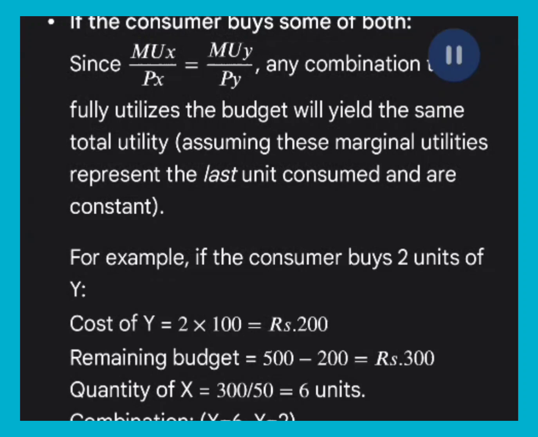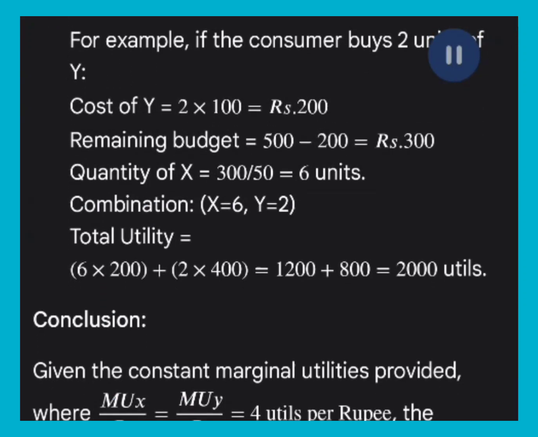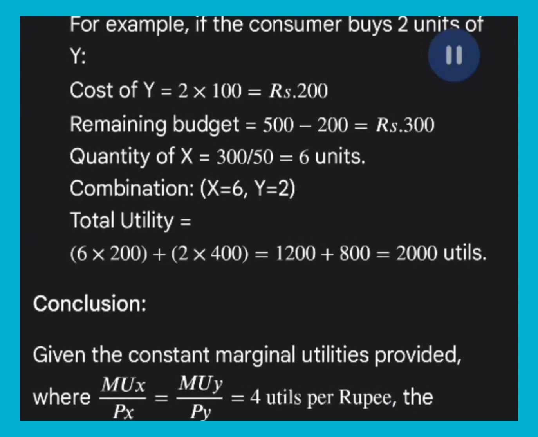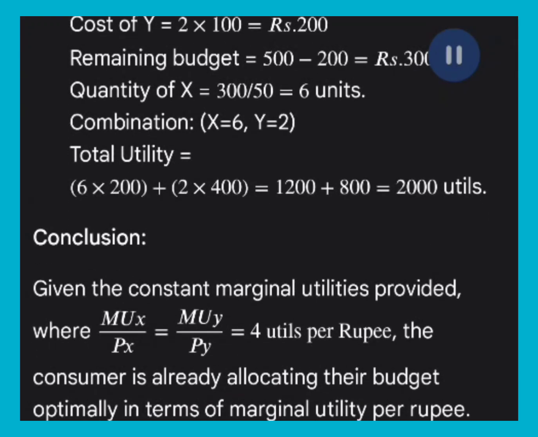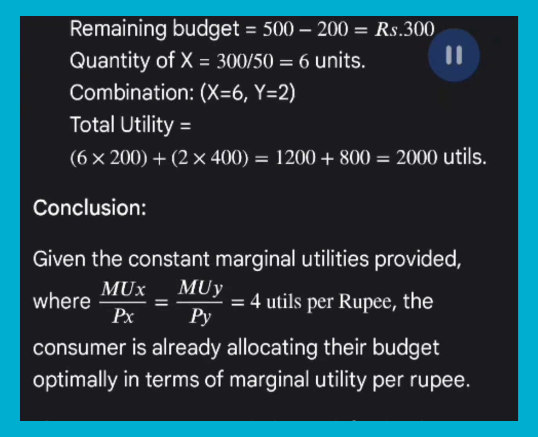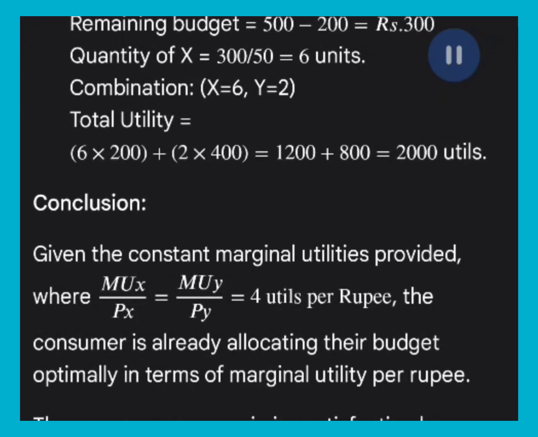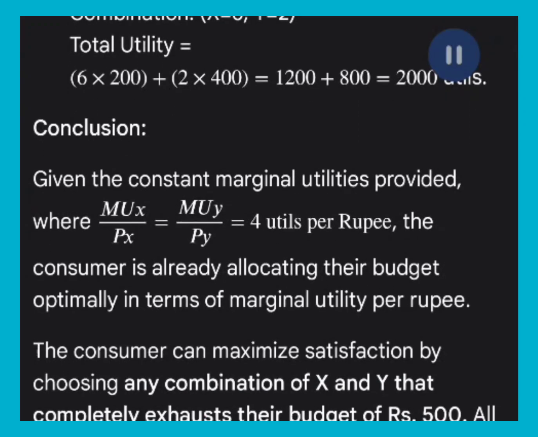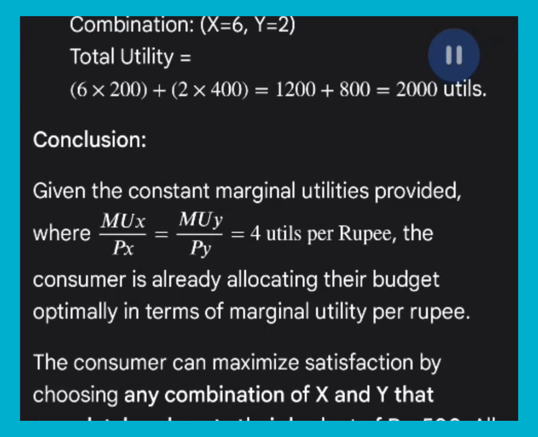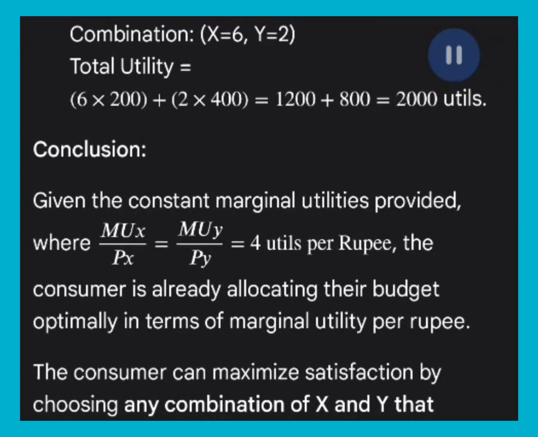For example, if the consumer buys 2 units of Y, cost of Y equals 2 times 100 equals Rs 200. Remaining budget equals 500 minus 200 equals Rs 300. Quantity of X equals 300/50 equals 6 units. Combination: X equals 6, Y equals 2. Total utility equals 6 times 200 plus 2 times 400 equals 1200 plus 800 equals 2000 utils.